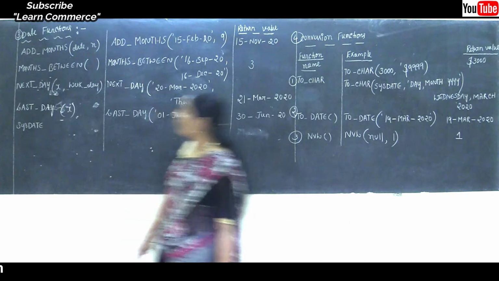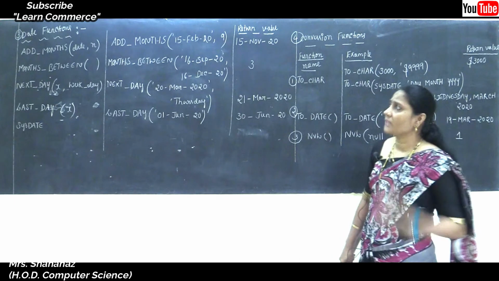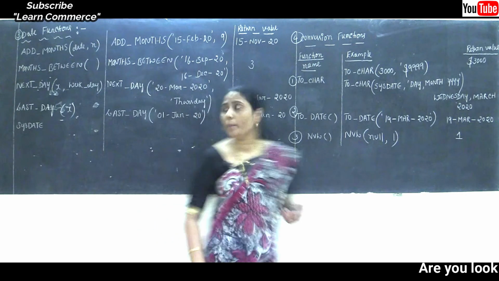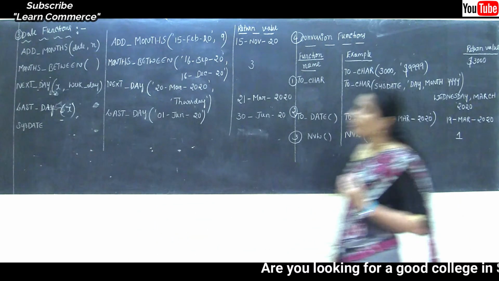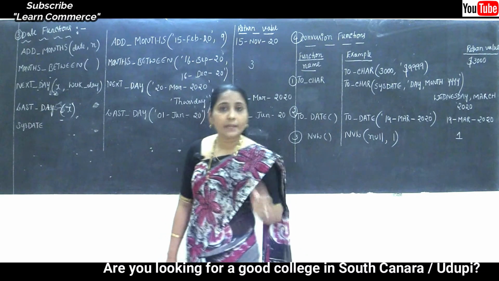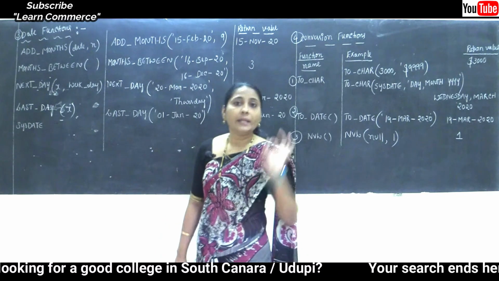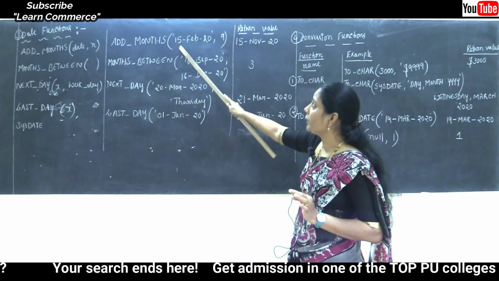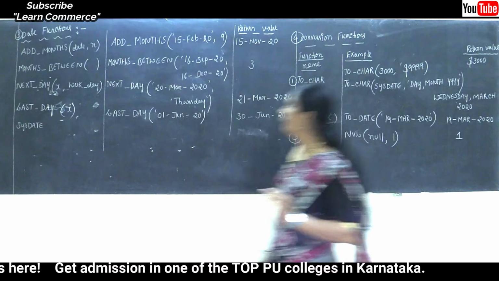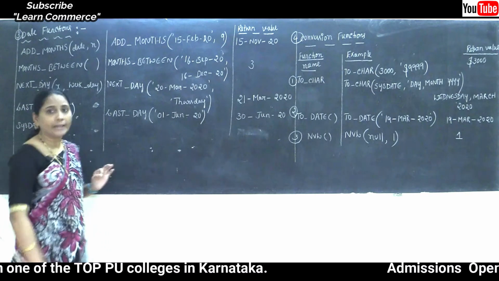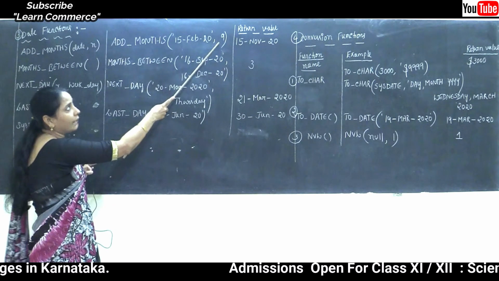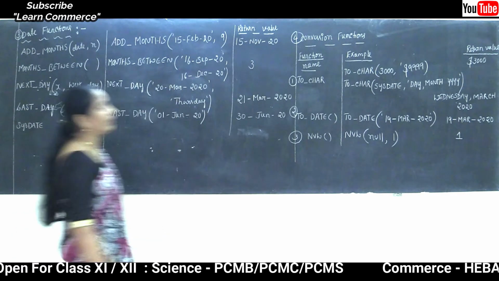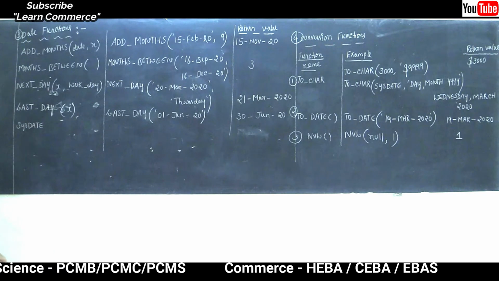In our date functions, I already explained some of them. The first function is ADD_MONTHS(date, n). It returns the date value after adding n months to the date x. In the example I use the date 15 February 2020. Now we need to add 9 months to this date. When you add 9 months to this date, the return value is 15 November 2020.